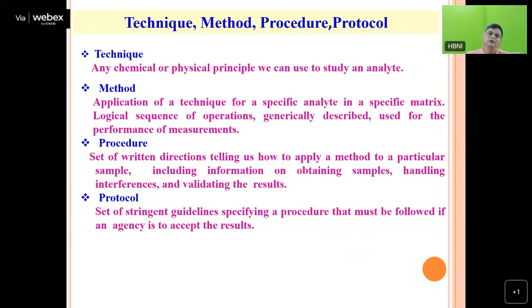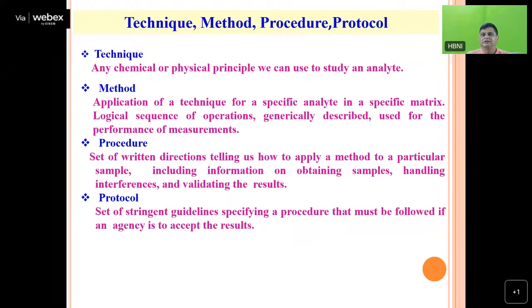Specific analyte. For example, if I'm analyzing copper in a soil sample, it means that I should have copper in soil samples only, or copper in a particular alloy. Then that method is valid only for copper in that particular matrix. Okay, and it's basically considered a logical sequence of operations, generally described for the performance of measurement.